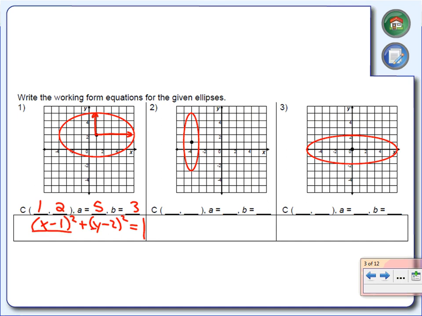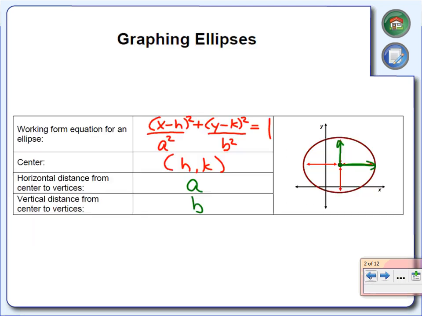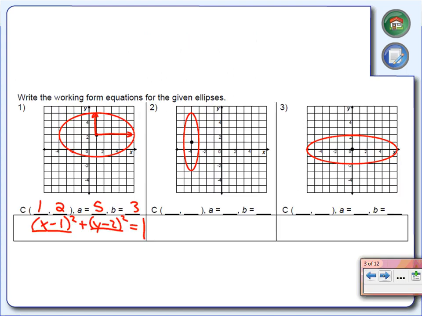Now, don't forget, right below this x minus 1 and y minus 2, we've got to add something else. So let me flip back to the equation that I gave you. The equation that I gave you said that we were going to have a squared and b squared. In other words, whatever a and b are, we're going to have to square those 2 numbers. All right, so underneath the x minus 1, we need to square the a. So what are you going to get if you square the a? 25. Underneath the y minus 2, we need to square the b. What do you get if you square the b? 9. There it is. That's the equation for that ellipse.